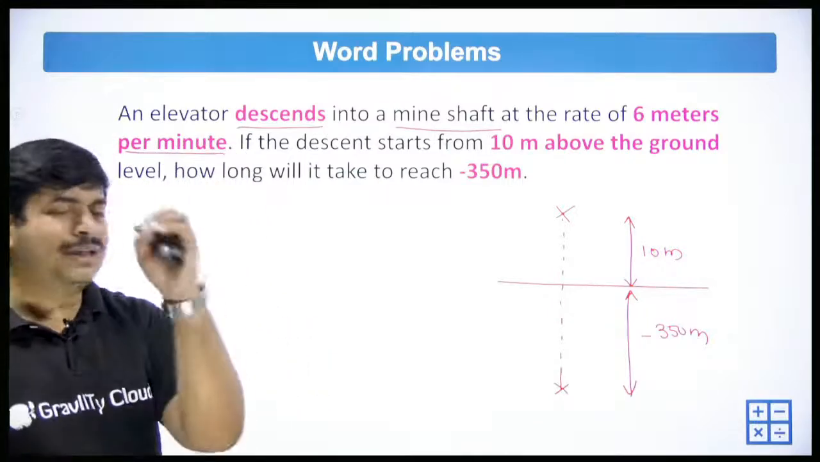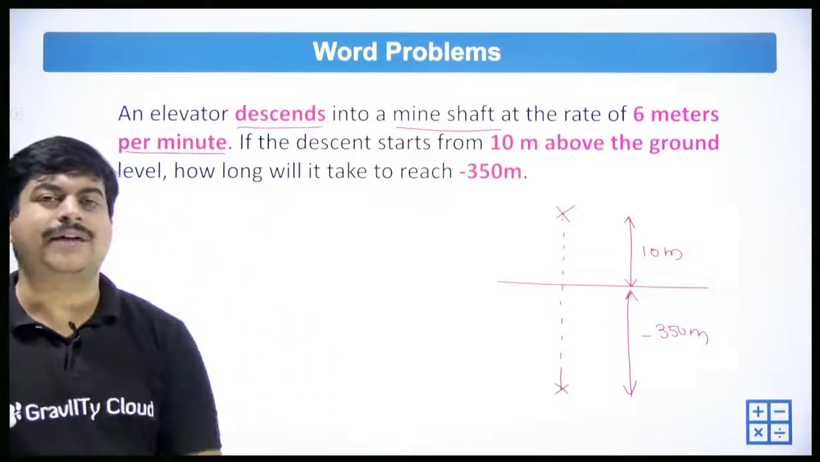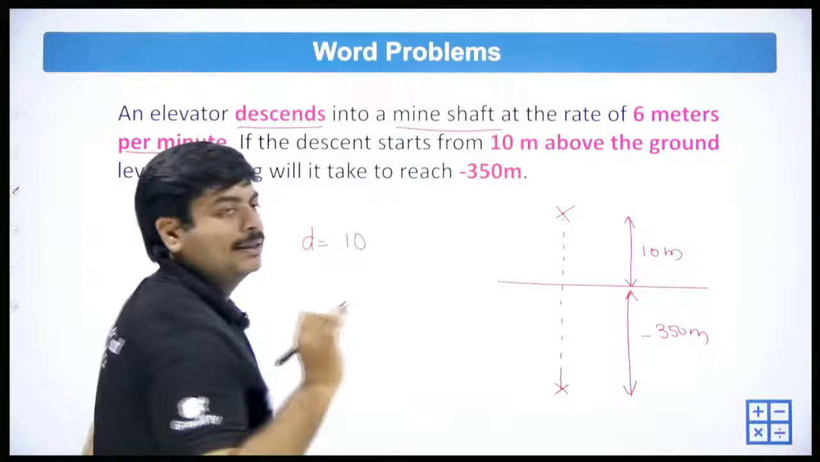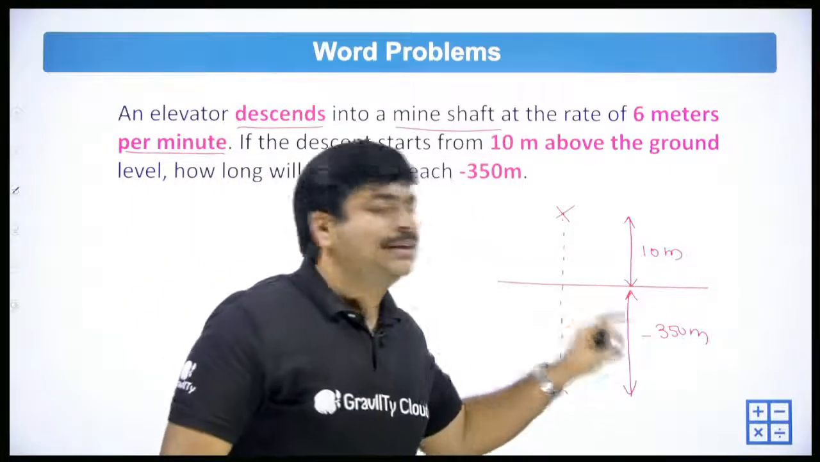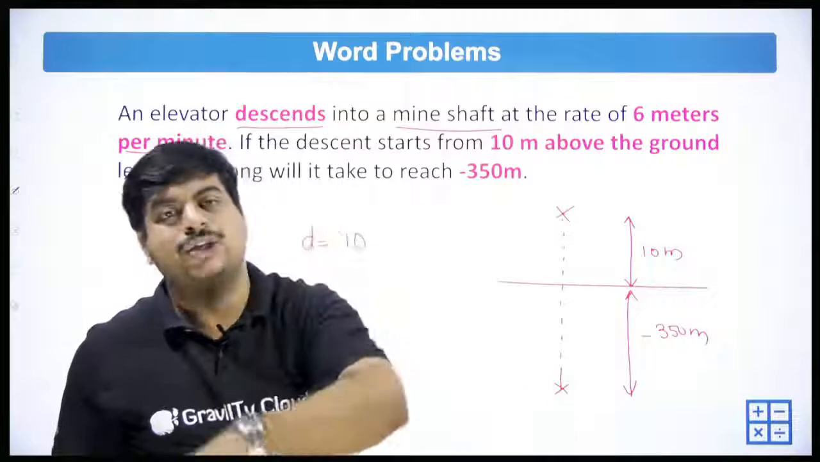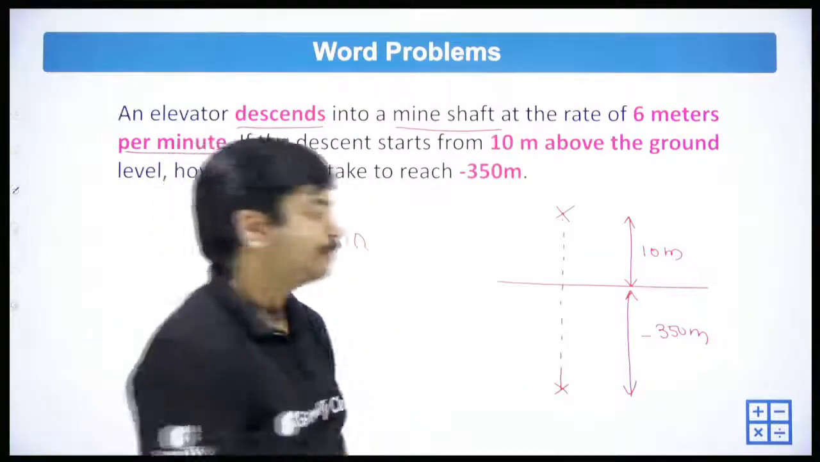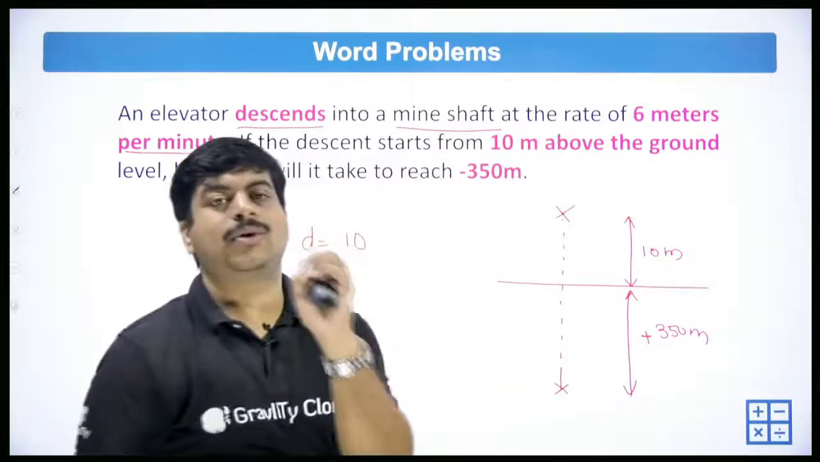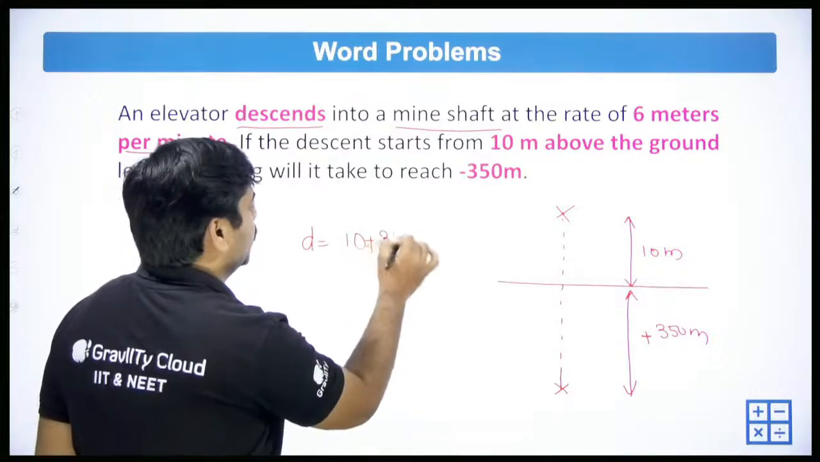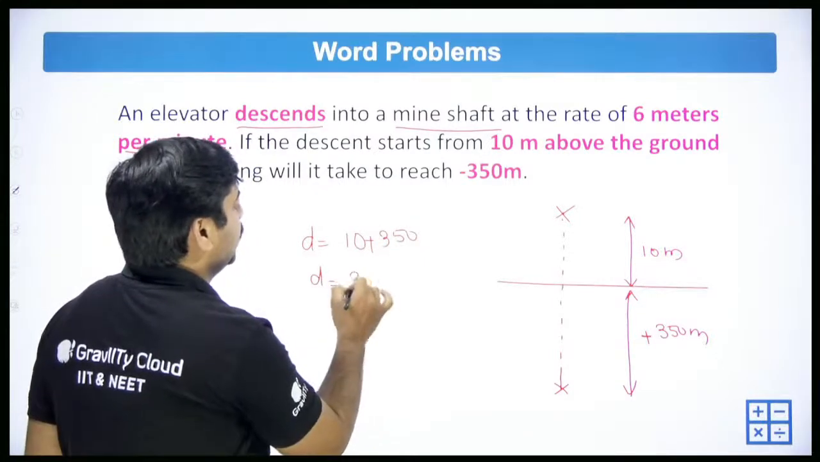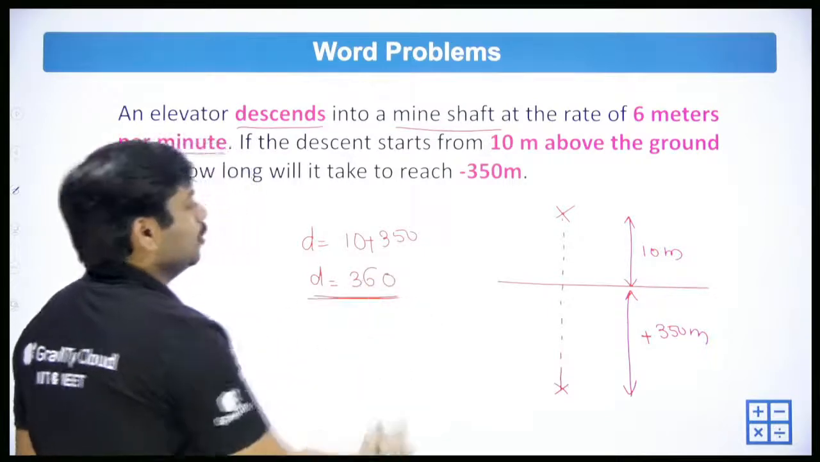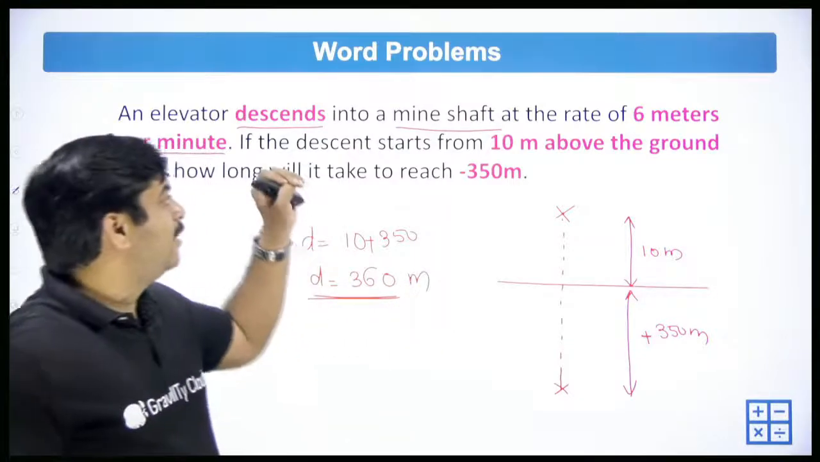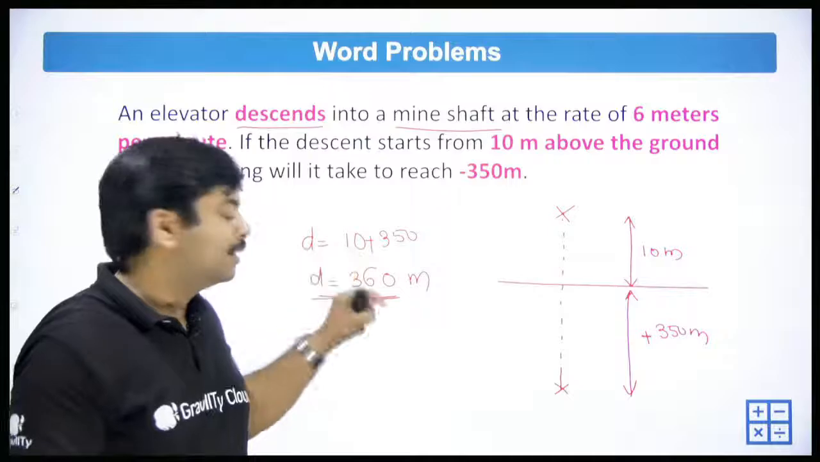So now tell me, what is the total length it is moving? What is the total distance it is covering? The total distance is 10 meters above, and although it is minus 350, negative means reverse direction. The distance is 350 meters only. It is a plus 350 meters. The distance is always positive. So distance is equal to 10 plus 350, that will give you 360. So the total distance traveled by the elevator is 360 meters.